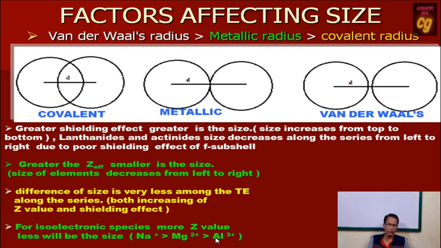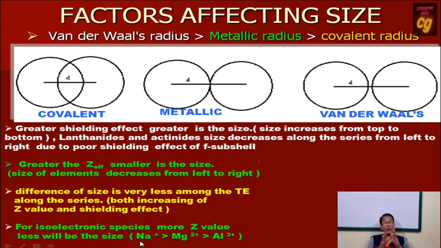Here, Na+, Mg2+ and Al3+: their number of protons increases from sodium to aluminum, but the number of electrons remains the same. That's why attraction is more, and Z effective is more in the case of aluminum. If you see, aluminum has more Z effective, so nuclear charge will be more in the case of aluminum.